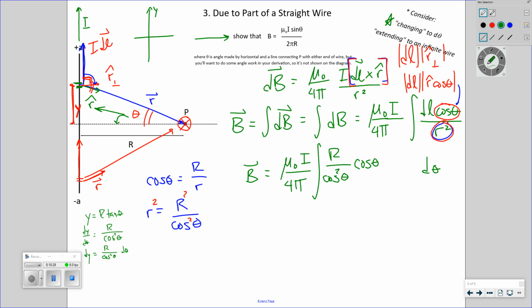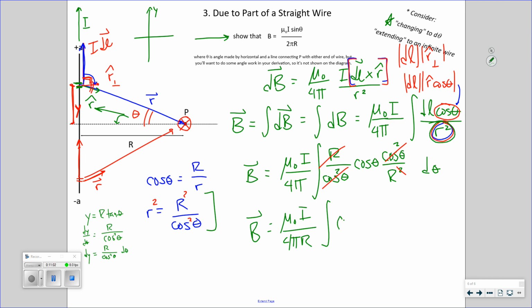Well, r squared is R squared over cos squared theta. I know r squared is this, but notice we are dividing by r squared up here. So there's our divided by r squared. And look at this: cos squared, cos squared. Factor of R, factor of R. R is a constant anyway, so all we have is B is mu naught I over 4 pi big R, and the only thing we have to integrate is cos theta d theta.